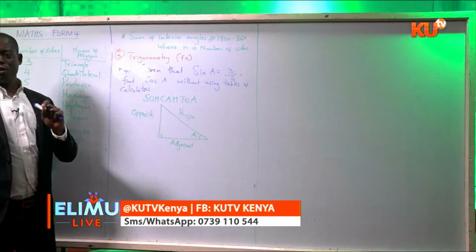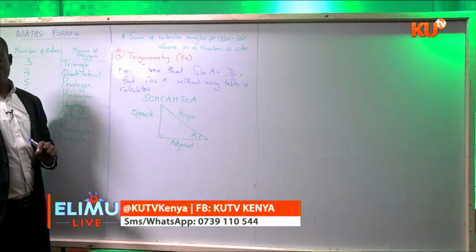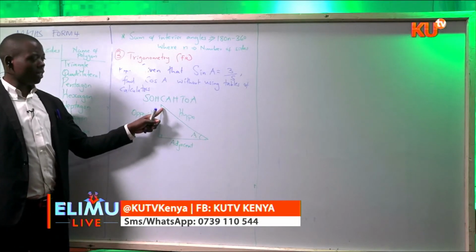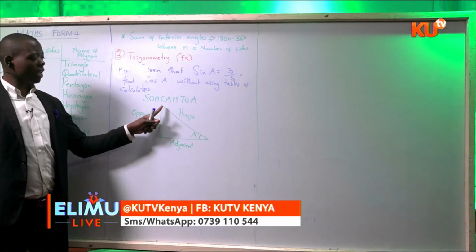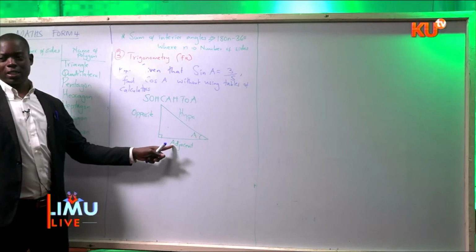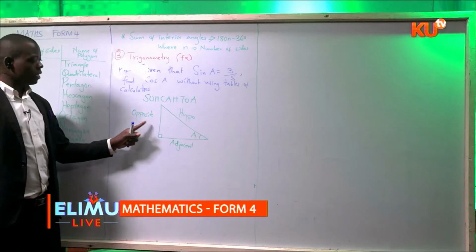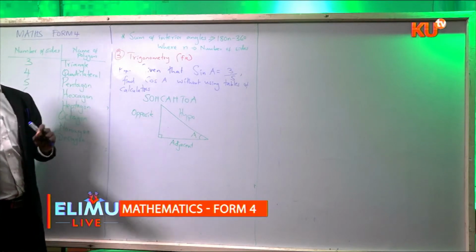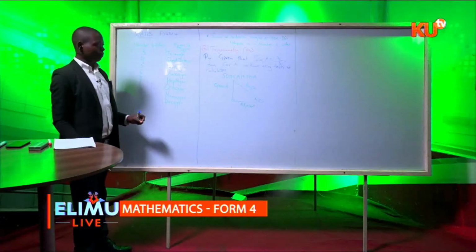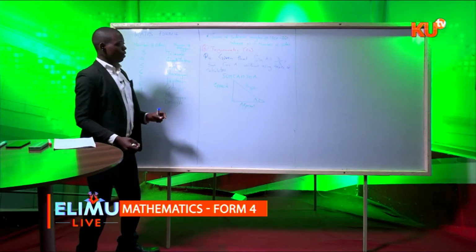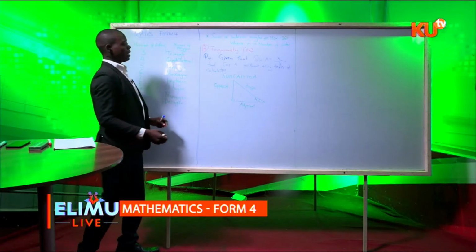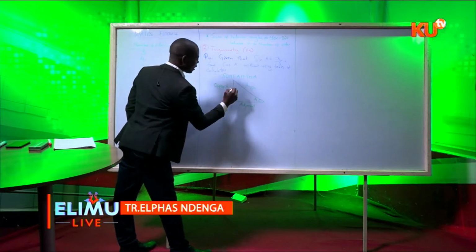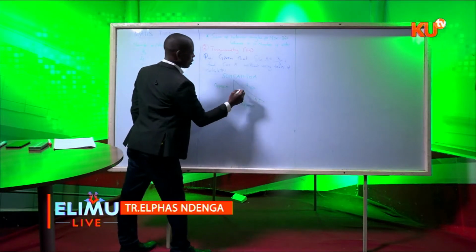But again, you need to understand where the angle is. If we change the angle from this point to this point, then the opposite to this angle will become the adjacent. So there are cases where the opposite and the adjacent interchange, and that depends on where the angle is located. So if we've been given that the sine of the angle A is 3 over 5, it means the opposite is 3 and the hypotenuse is 5.